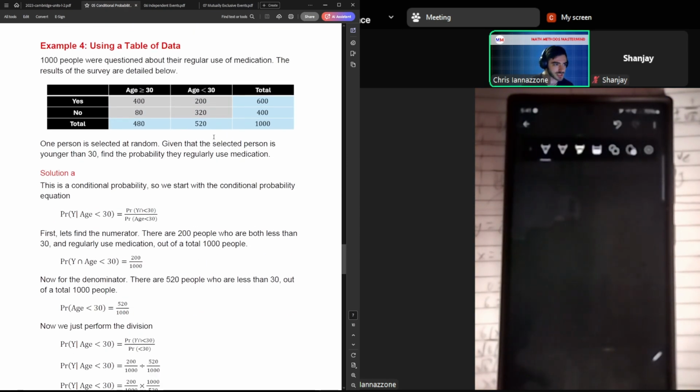So as far as how the two-way table stuff would work, in this case we have given younger than 30, probability of medication. So younger than 30 would be this, and then yes to medication.